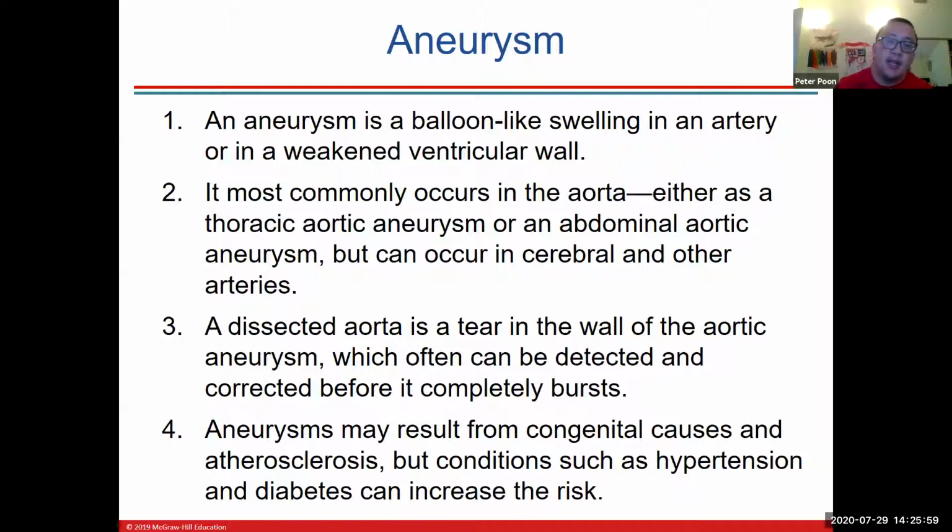Okay, a dissected aorta is a separation between the tunica media and tunica externa of the aorta, and it starts to separate, and the separation gets larger and larger and larger, and eventually will tear or burst.